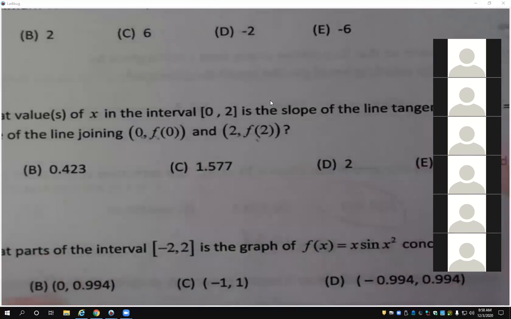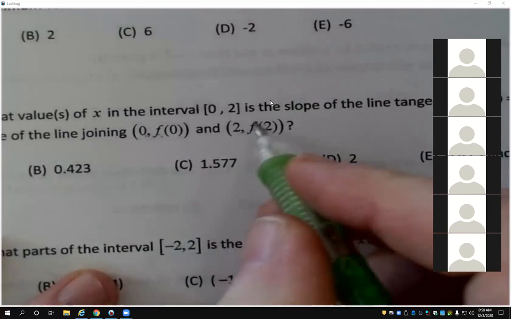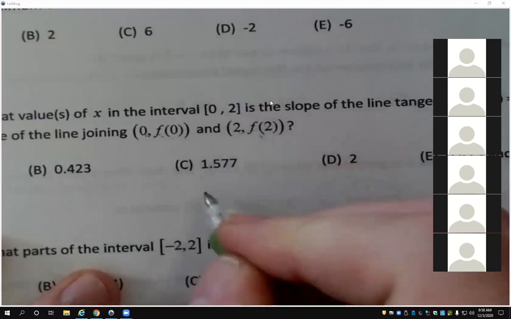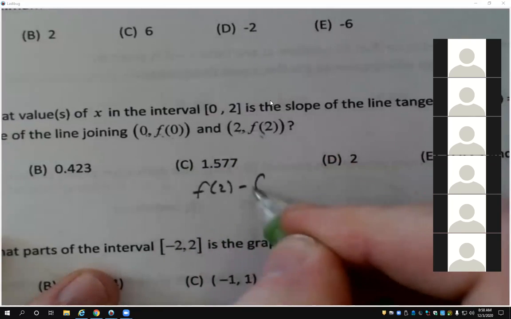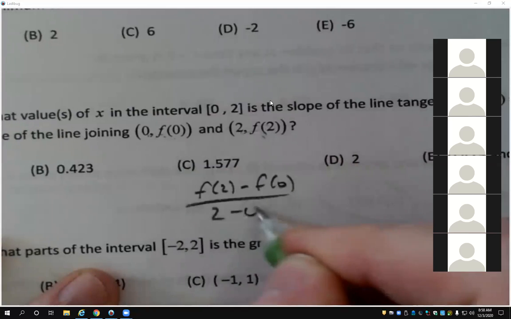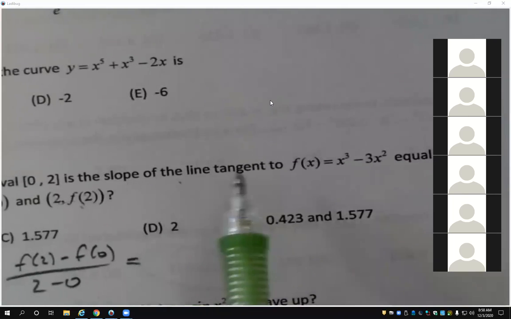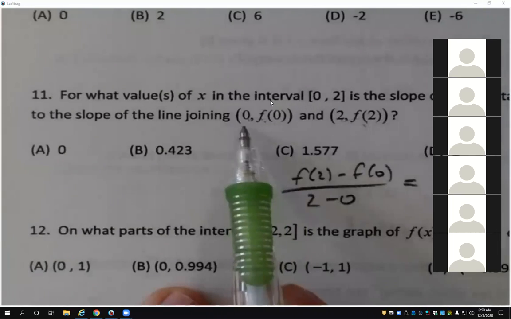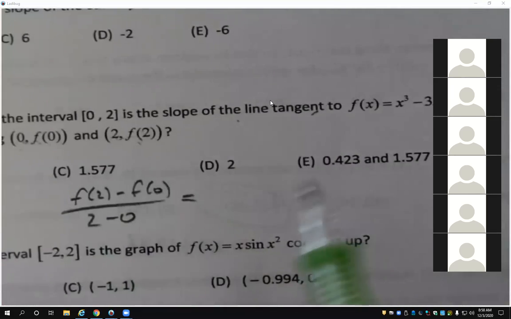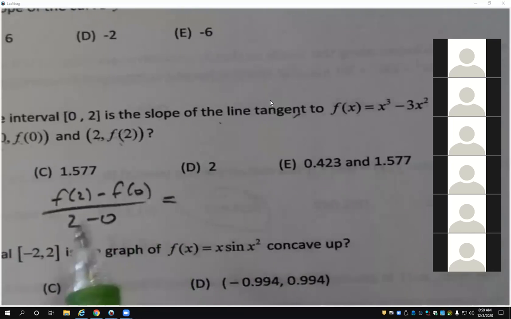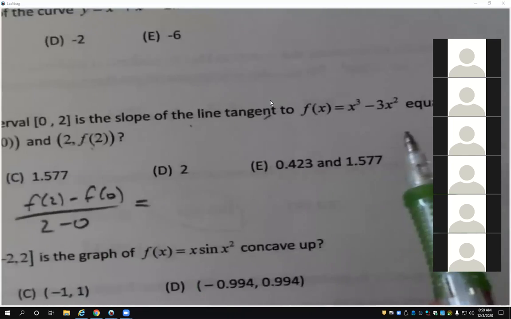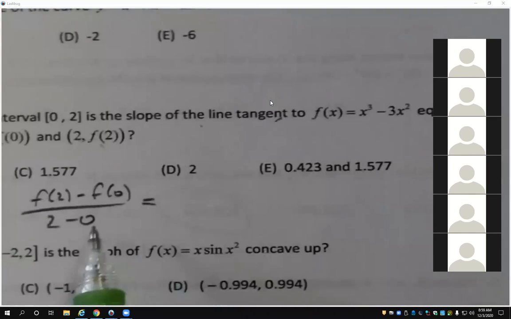So what that really is saying is the average rate of change, right? That f of 2 minus f of 0 over 2 minus 0 is the average rate of change. This is a mean value theorem problem, by the way. It's asking for when the slope of the tangent line is equal to the slope of the secant line. That's the mean value theorem. You could either do this in your calculator, or since we got a 0 here and a small number and it's a polynomial function, we could probably just do it in our head.